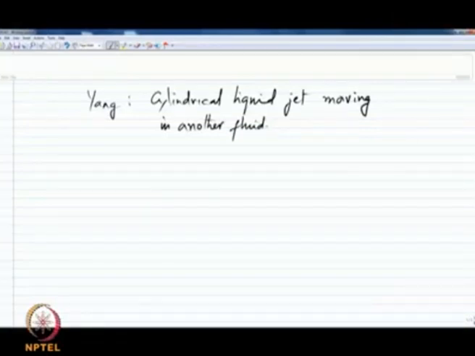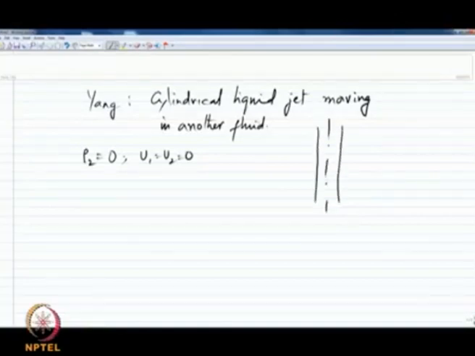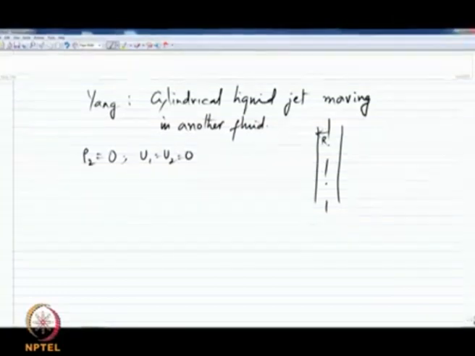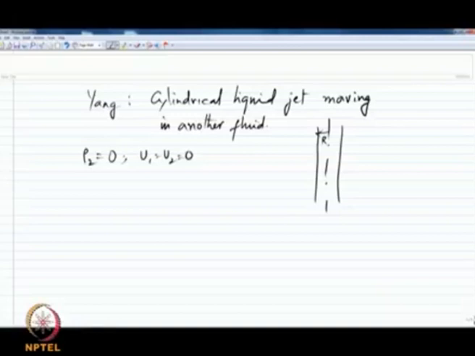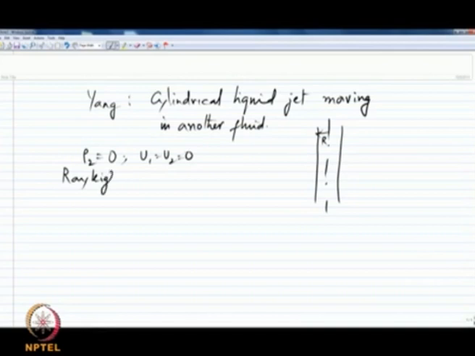Now, we will simplify that case to where rho 2 is 0 and both u 1 and u 2 are 0. So, essentially we are looking at an infinite cylindrical column of liquid of radius r suspended in an ambient environment of density 0. Okay, that is essentially the case, and this reduces to the original pioneering work of Rayleigh.